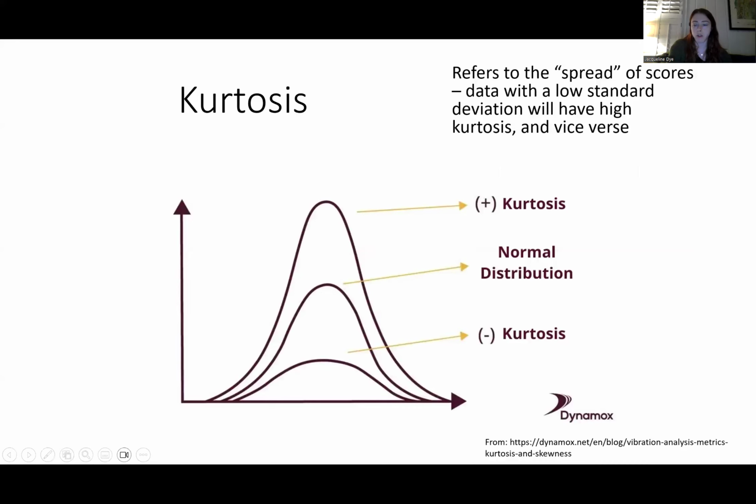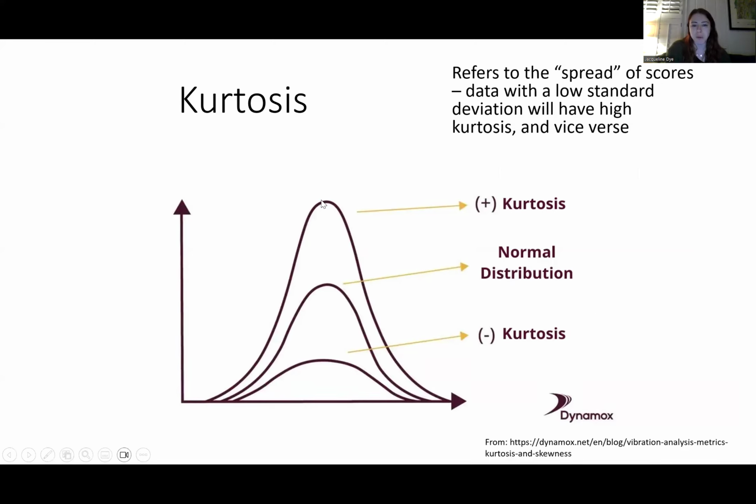Then we have what's called kurtosis. So kurtosis refers to the spread of scores. And so data with a low standard deviation is going to have a high kurtosis and vice versa. Hint, hint, this is on the quiz.